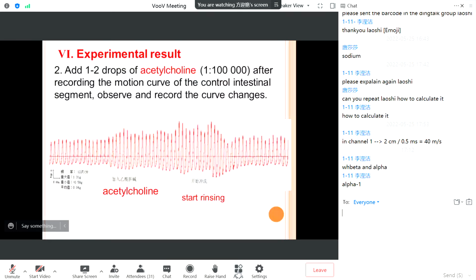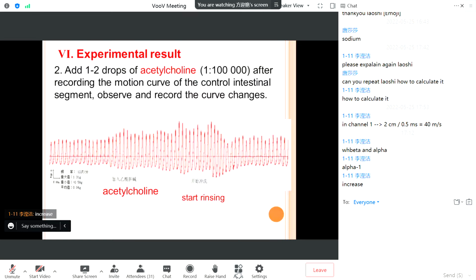Increase. Yeah. Thank you, Li Yingjie, Hua Juanfei and Li Xiang. We can see that this curve is also increased. It means that the contractility is increased by this ACh. Why did this phenomenon happen? Can you tell me why the ACh can lead to the smooth muscle contractility increasing? Who knows that?